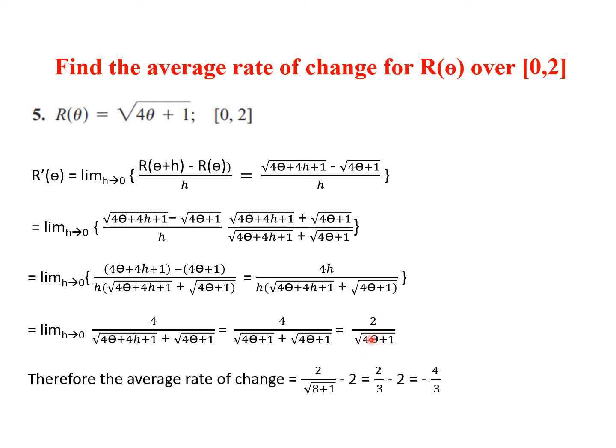So evaluation between 2 and 0 of this value is going to give us 2 divided by the square root of 9 minus 2, and that's going to give us 2 divided by 3 minus 2, and that will be equal to negative 4 over 3. That's it for this problem. Let's take a look at the next problem.